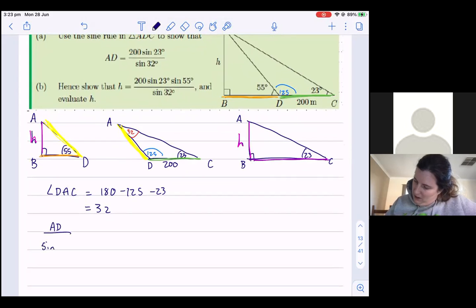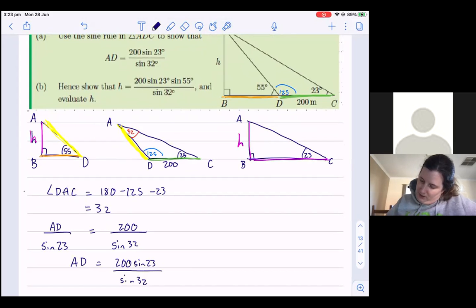If I want length AD, using the sine rule, it would be over sine 23, because that's the opposite angle to that one. And that's going to be the same as 200 over the opposite angle, which is the 32 we just figured out. So we've got length AD equals 200 sine 23 on sine 32. And that's the first thing they asked us to find. Question B.